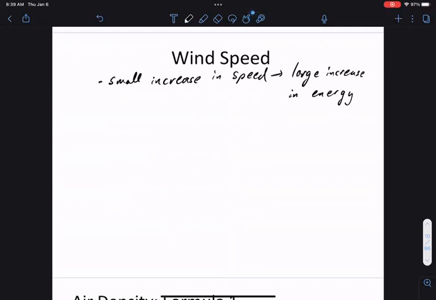So a lot of wind turbine placement, where you place a turbine, is about whether you can extract this increasing speed. You want to place a turbine where the speed is high. A doubling in speed is 8 times the energy. So any ideas of where speed would be high?